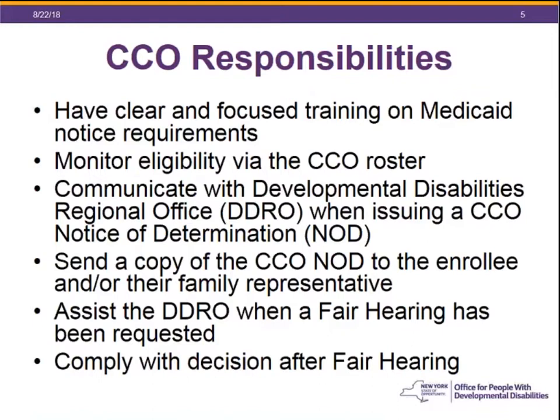CCOs are also expected to send a copy of the CCO notice of determination to the enrollee and or their family representative, assist the DDRO when a fair hearing has been requested, and comply with the decision after the fair hearing has been determined.